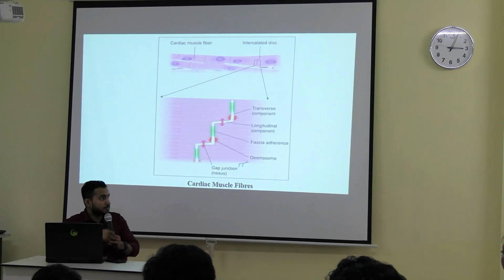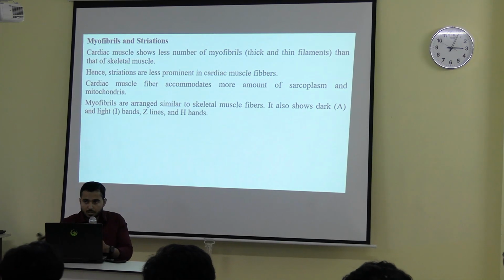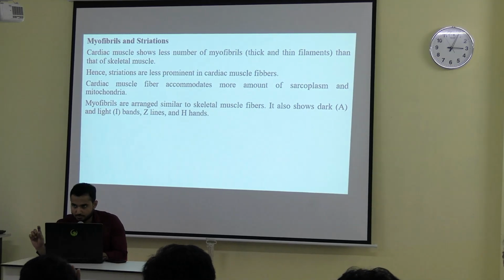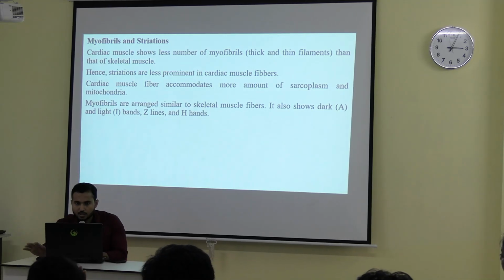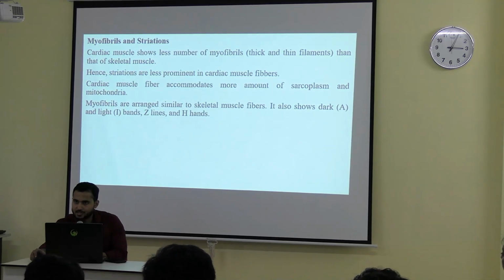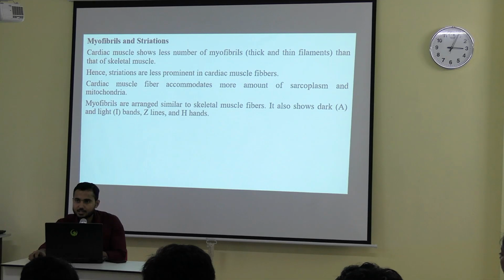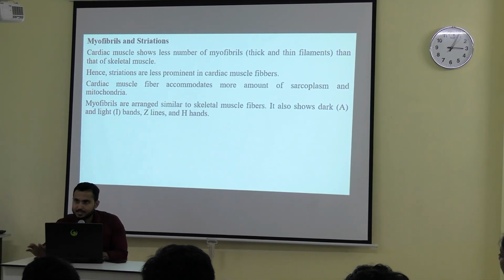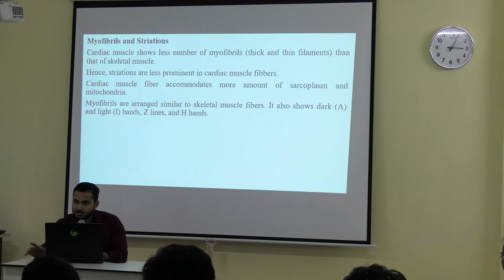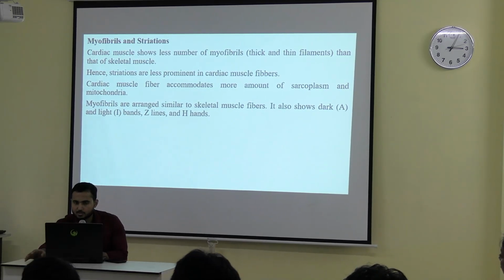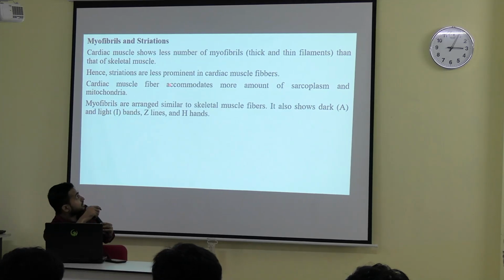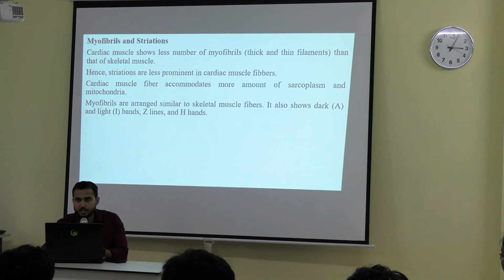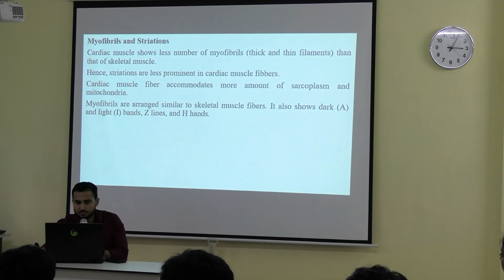Okay. Next, about the striations. So, fiber is there, that means myofibril will be there. Individual muscle fiber, inside that myofibrils will be there. So in case of cardiac muscles also, myofibrils are present, but the number of myofibrils are less. Inside that the thick and thin filaments are present, same like the skeletal muscle, but their numbers are also less. That's why, as you can see, the striations are not prominent like the skeletal muscle.